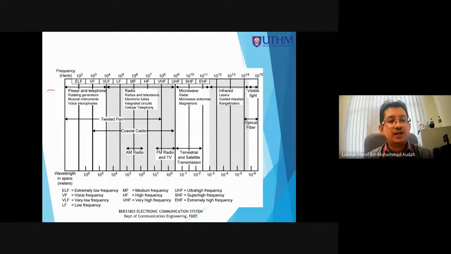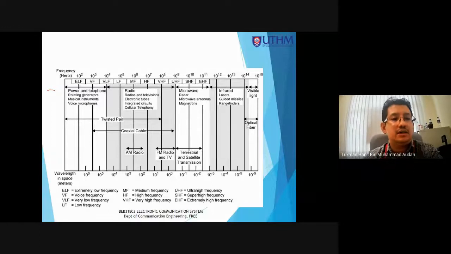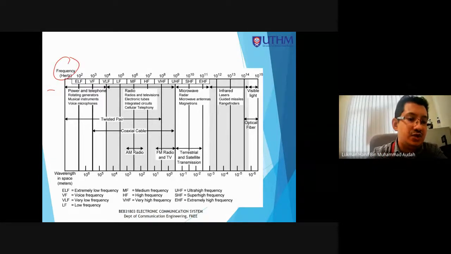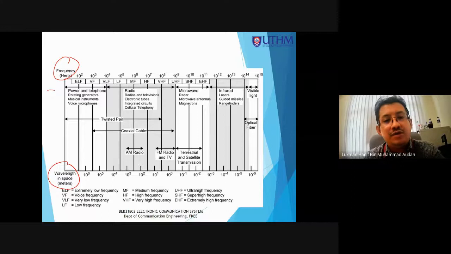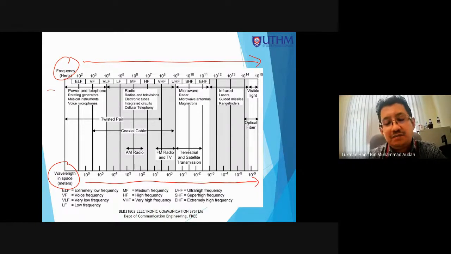Okay, so ini dia punya gambaran antara frekuensi dan juga wavelength. You see, if we go to the higher frequency, what happens is that the lambda becomes smaller. Okay, lambda menjadi, panjang gelombang menjadi semakin kecil. Okay, so you see that, what are the applications of these frequencies?